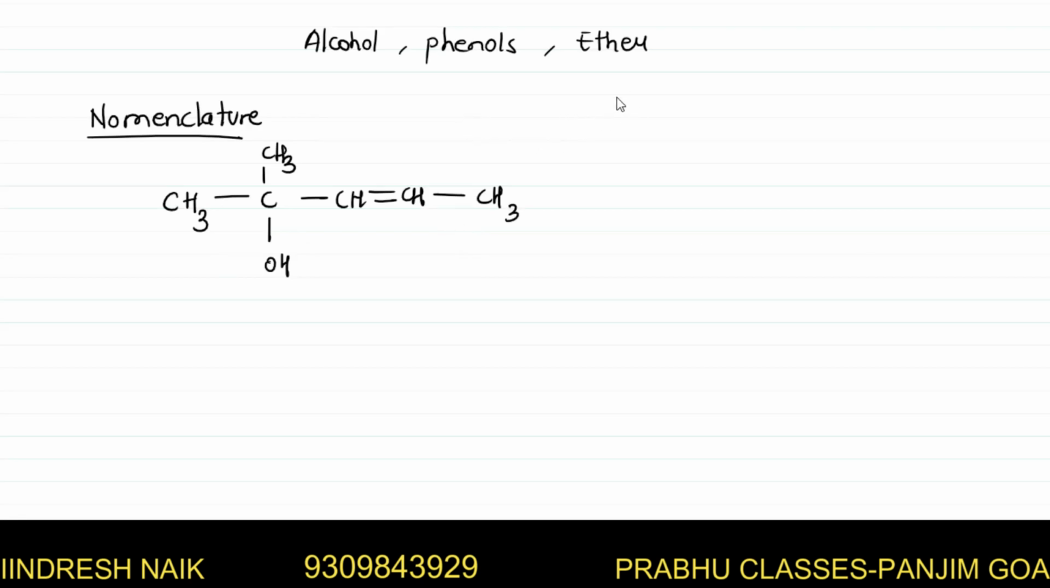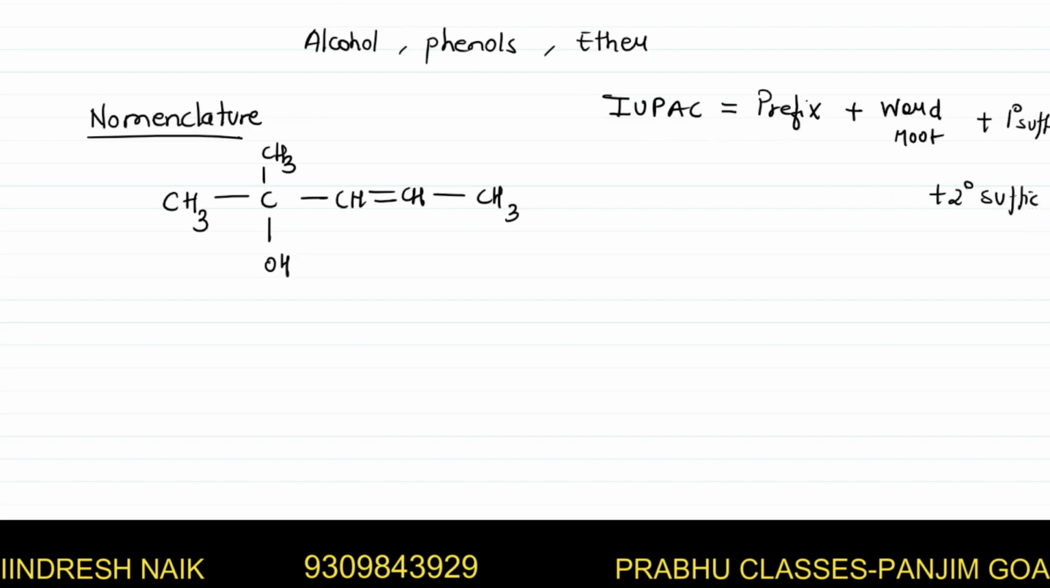See, any IUPAC name has the following sequence. There is something called a prefix. First, we write a prefix, then a word root, then primary suffix plus secondary suffix. It should be in that order.